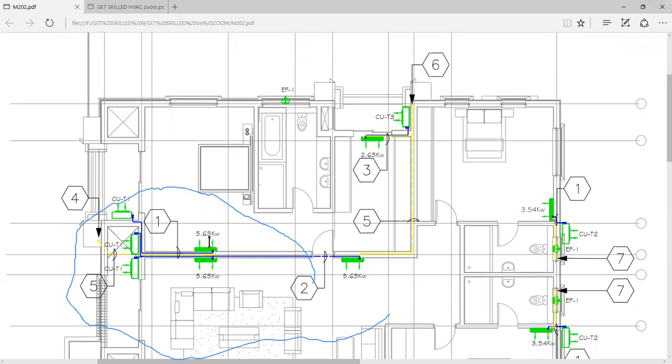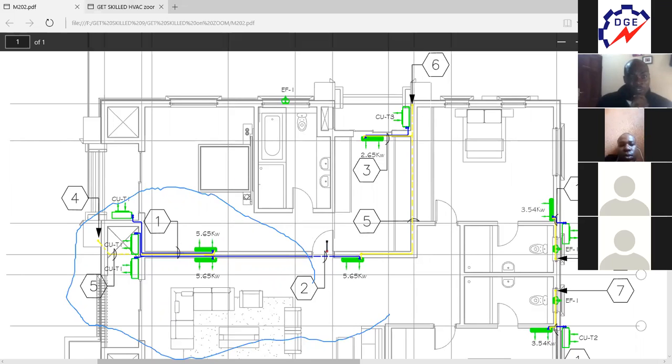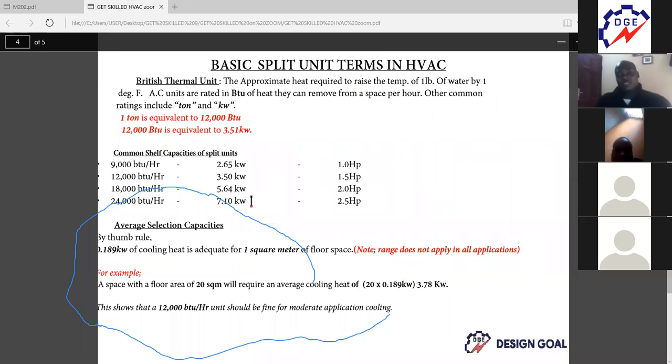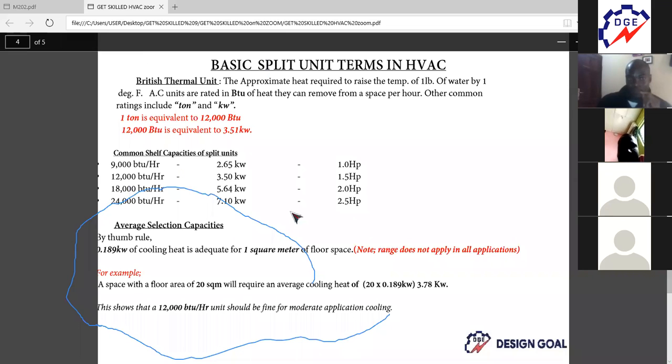I hope you can see this. That's a 5.65 kilowatt unit, specified as T1. If you look at the previous spec that we showed, that means, in layman's language, it's a 2.0 HP unit, an 18,000 BTU per hour cooling capacity unit. That's what that shows us.